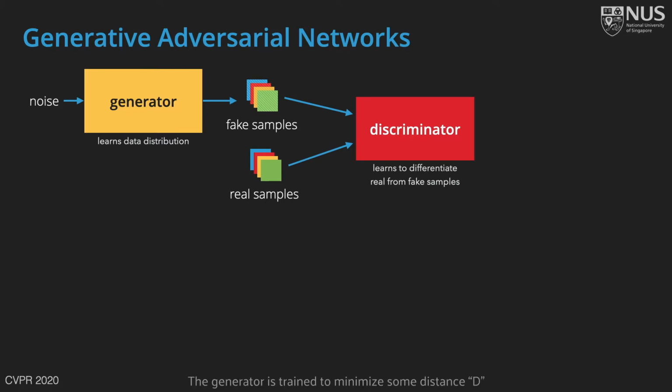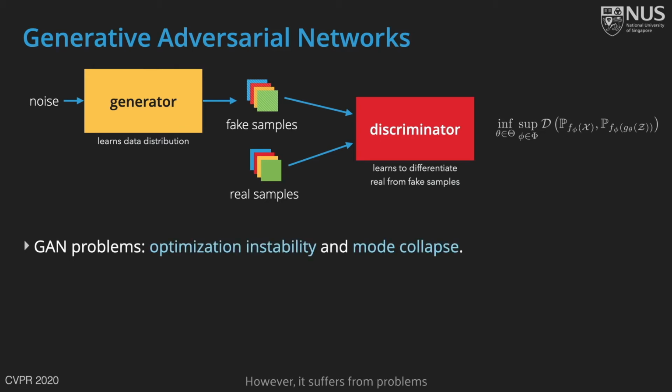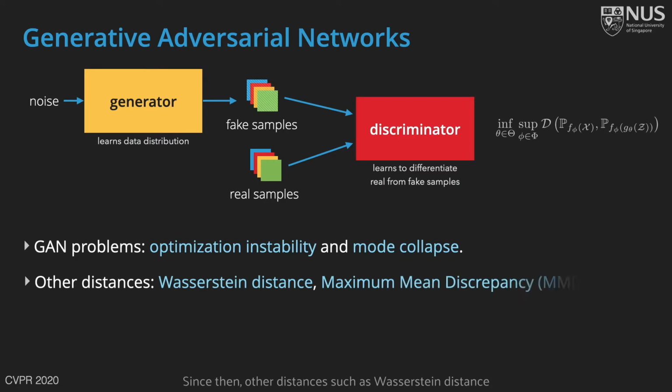The generator is trained to minimize some distance d between the distributions of the real and the fake data. On the other hand, this distance is maximized by the discriminator, which results in a minimax optimization problem. It has been shown that the original GAN minimizes the Jensen-Shannon divergence. However, it suffers from problems such as optimization instability and mode collapse. Since then, other distances such as Wasserstein distance and maximum mean discrepancy have been proposed for training GANs.